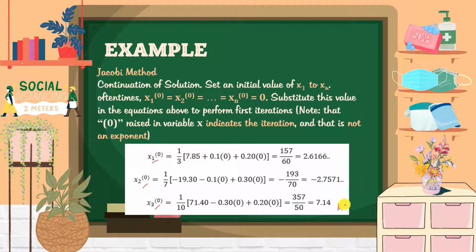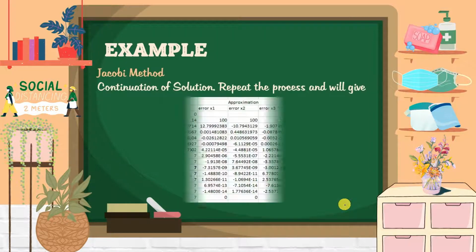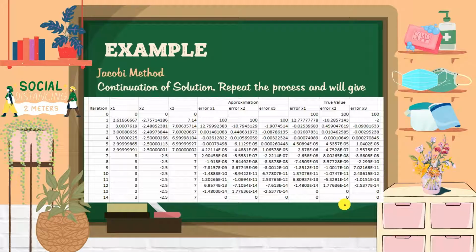So it is also noted that we should use a tabular representation in order to clearly understand how the solution process goes. So continuing the solution, repeat the process until it will give you this tabular representation. Also in here, upon calculating the values of x sub 1, x sub 2, and x sub 3, we are also going to calculate the approximation percent relative error and the true percent relative error, for all the values of x sub 1, x sub 2, x sub 3. So, we'll try this using Excel.